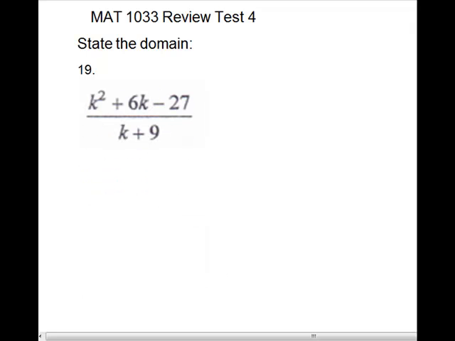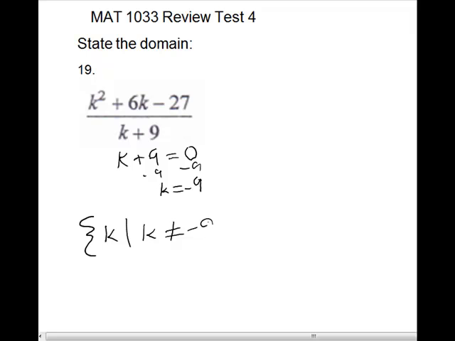For problem 19, we are also just going to state the domain. So we just care about if the denominator is ever equal to 0. So go ahead and set it equal to 0 and solve. So k plus 9 would equal 0 if k is negative 9. Subtract 9 from both sides. So we want to throw negative 9 away. So for our domain, k such that k is not equal to negative 9.